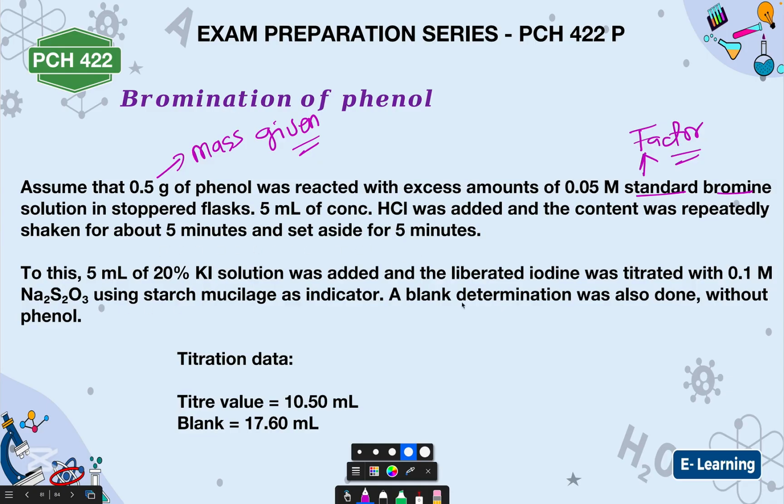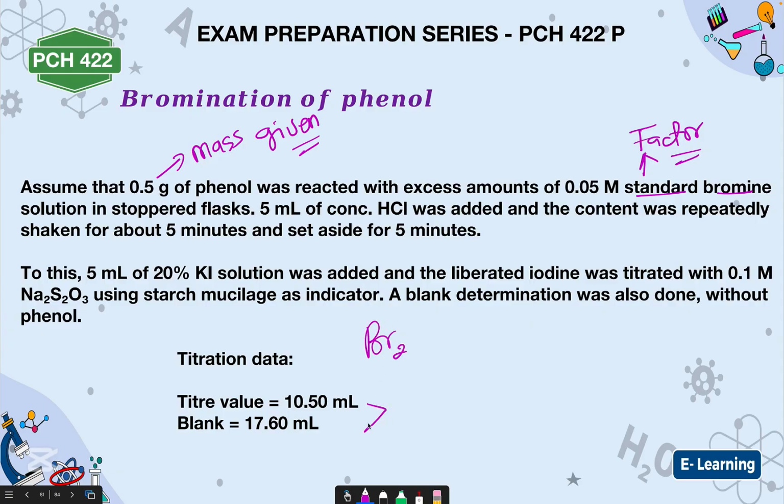Then a blank determination was also done without phenol. You have the titer value with phenol, and then the blank determination. So you want to know the amount of bromine that reacted with phenol.